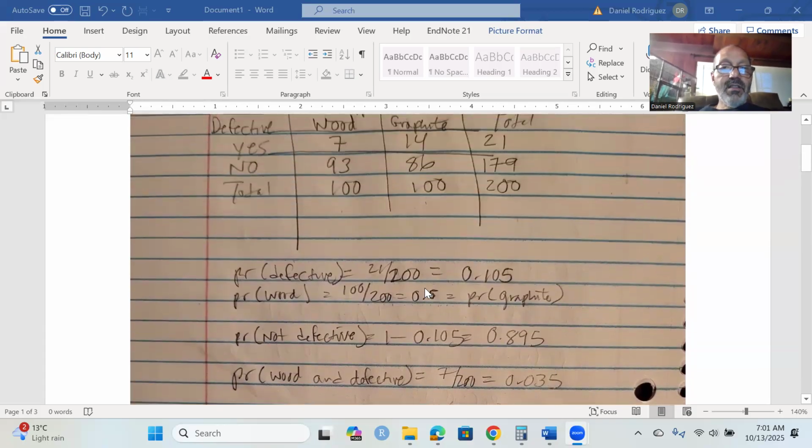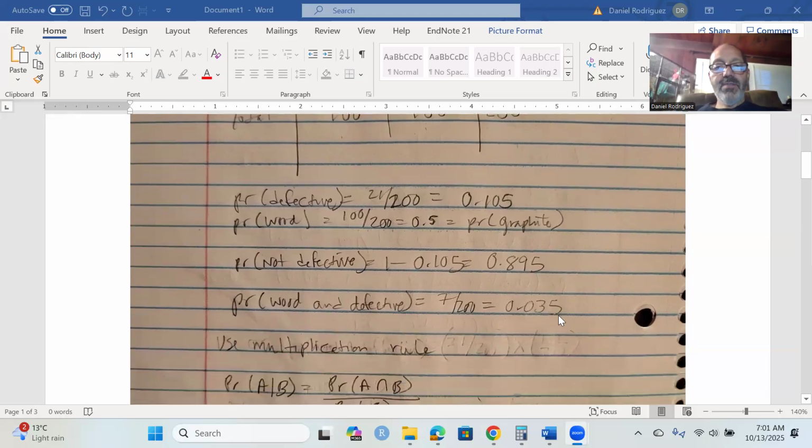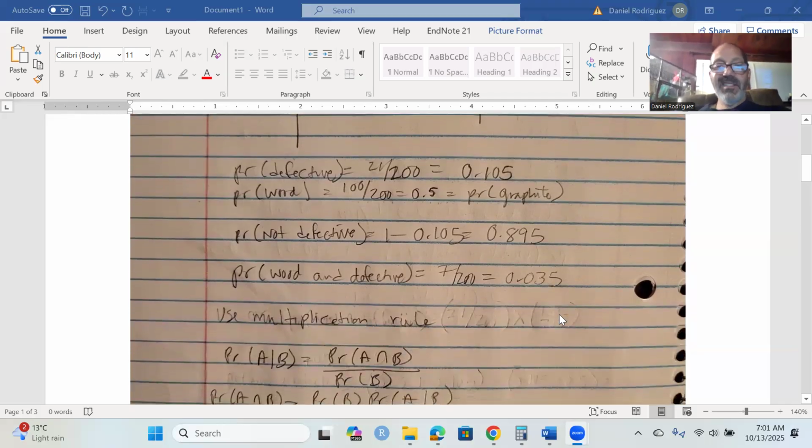So what's the probability of being wood and defective? Well, you could just go to the table and find the nexus of the two, or the intersection of the two. They intersect at 7, right? There's 7 that are wood and defective. 7 divided by 200, you get 0.035. So that's the simple answer.